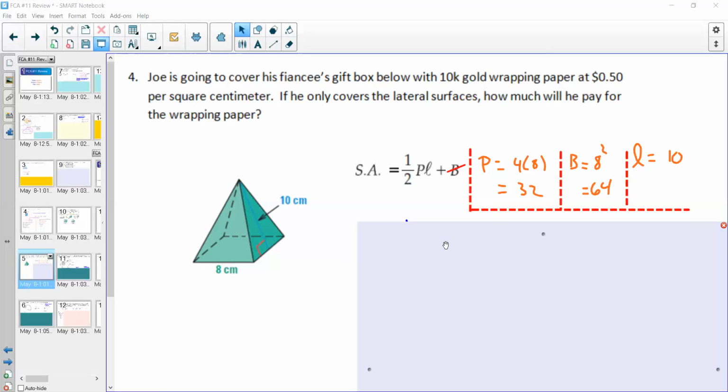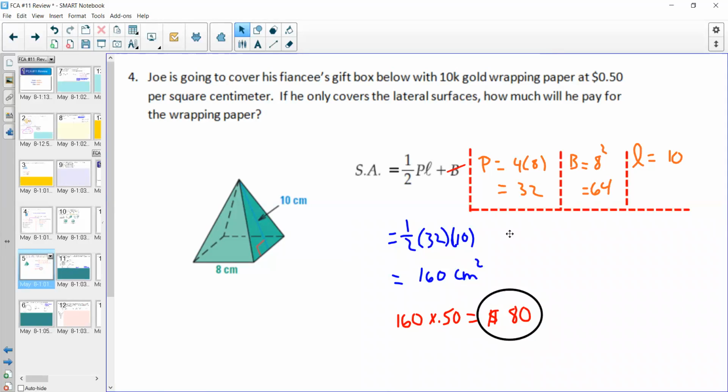So I'm not going to ask you to type in the formula the reference sheet gives you, Jake, but you guys make sure you can make a distinction between the two. So again, I've got the perimeter, what's the perimeter? 8 times 4. What's the area of the base? It's a square, so 8 squared is 64. The slant height is 10.